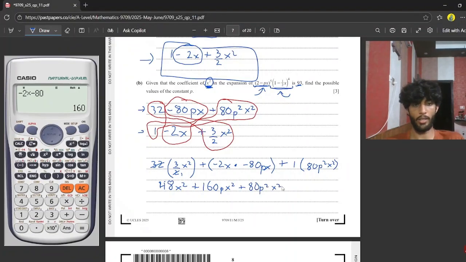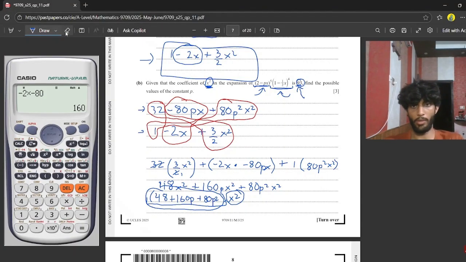And then we are going to have plus 80p squared x squared. Now what you're trying to do is, you have x squared in all of these terms. So you can write 48 plus 160p plus 80p squared. Take the x squared out as common, and now you see that all of this is a coefficient being multiplied to this x squared, and this is your x squared term. And what they say is that this coefficient, if you go up to the first part, is equal to 93.